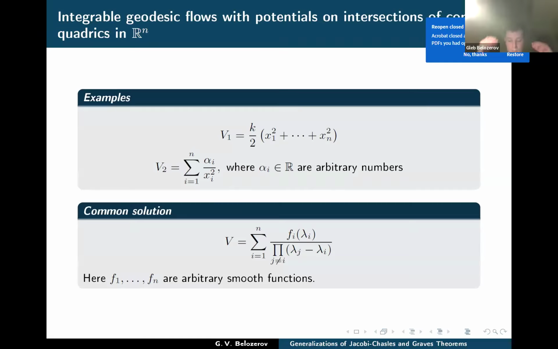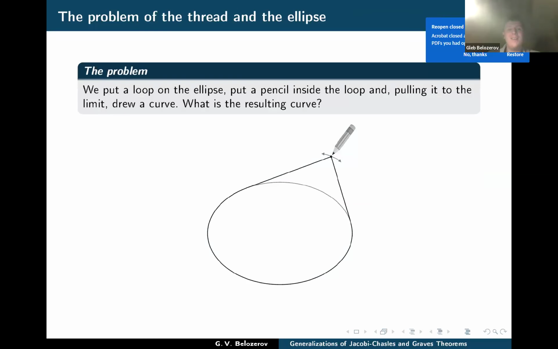Okay, now I want to tell you about another generalization of another fundamental theorem. And to do this, I want to formulate one problem. We put a loop on the ellipse, put a pencil inside the loop, and pulling it to the limit, draw a curve. What is the resulting curve? A question for you. How do you think?